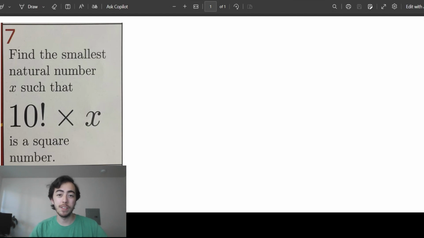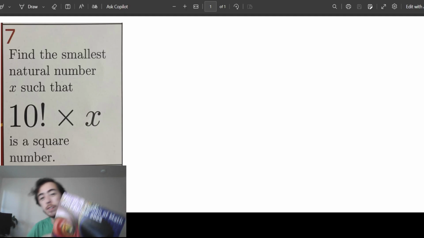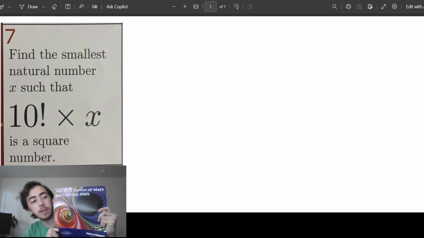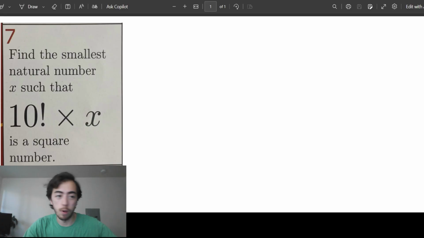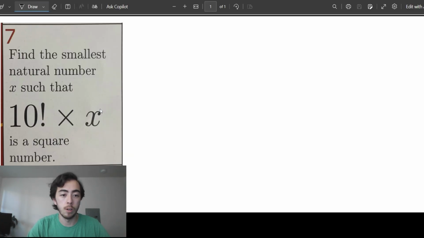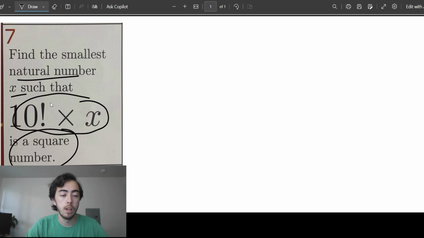Today is September 7th, and we're solving problem 250 from the Daily Epsilon calendar. And as with other problems in this calendar, the answer should match today's date. So I'm expecting that this x right here is going to be a 7. So we need to find the smallest natural number x such that this expression is a square number. So we need to find 10 factorial times x to be the same as some square number.